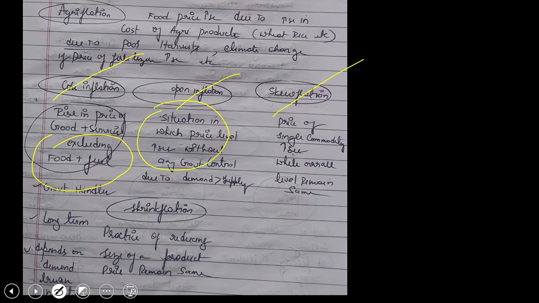Now what is shrinkflation? This is the practice of reducing the size of a product, but the price remains the same. So if they sell a 5 rupees chocolate, the size of the chocolate decreases, but the price is still the same, right? So that is a loss for the customer, right? Because they are purchasing less quantity of chocolate for the same price. Before, they used to get more quantity for that same price, right?